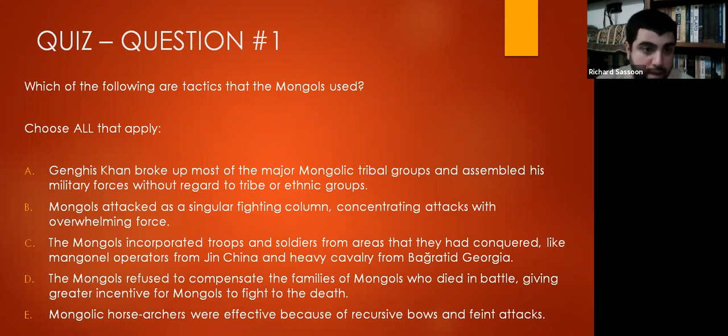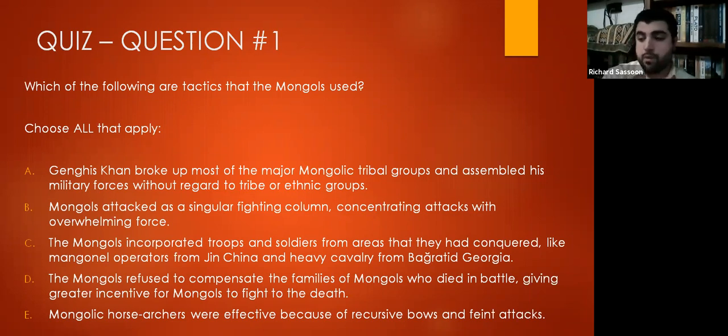So that was definitely one of his actions. There were some tribes that he didn't break up because they were incredibly loyal to him, but almost all of the tribes he did break up. The next is that Mongols did not fight as a singular fighting column. They would have numerous different forces in the battle at the same time. They might have one group at the city, besieging the city.